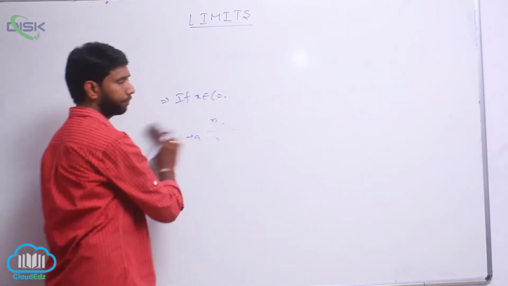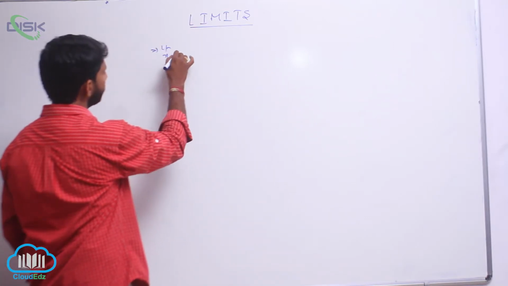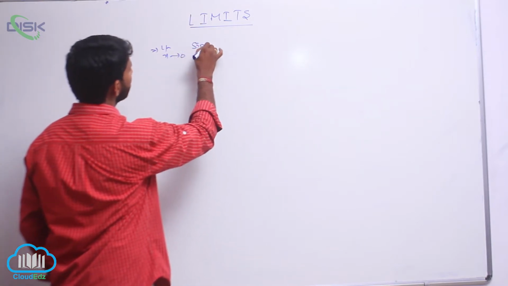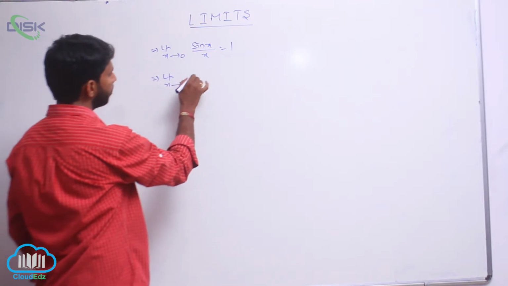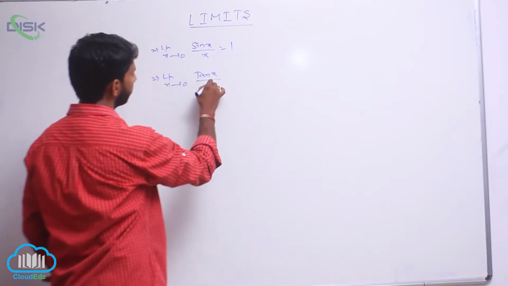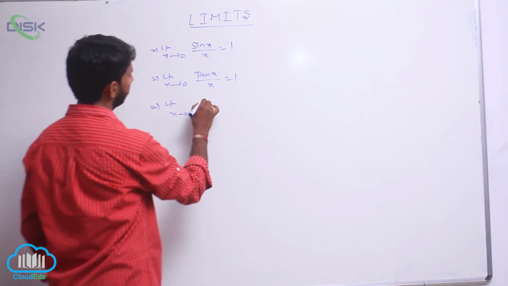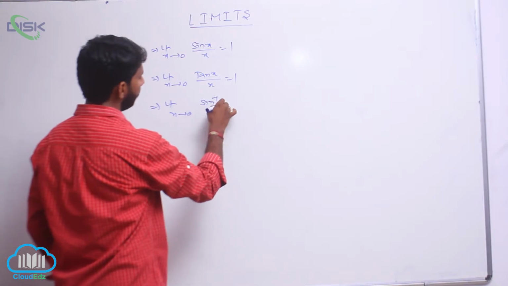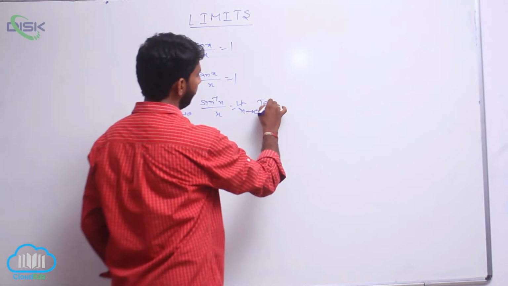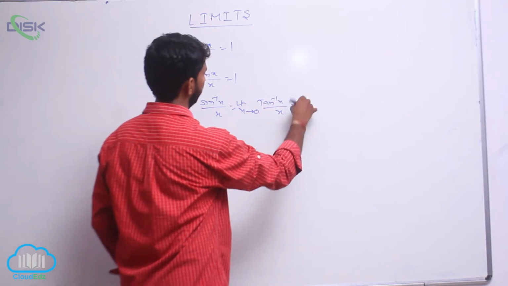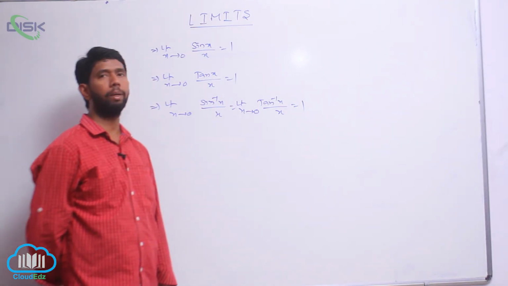And next one, limit as x tends to 0 of sin x by x equal to 1. Limit as x tends to 0 of tan x by x equal to 1. Limit as x tends to 0 of sin inverse x by x, and tan inverse x by x, equal to 1.